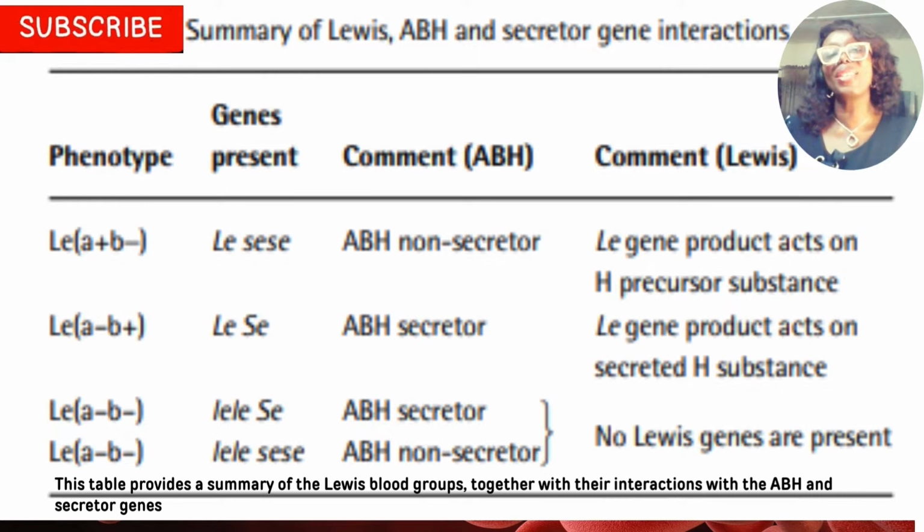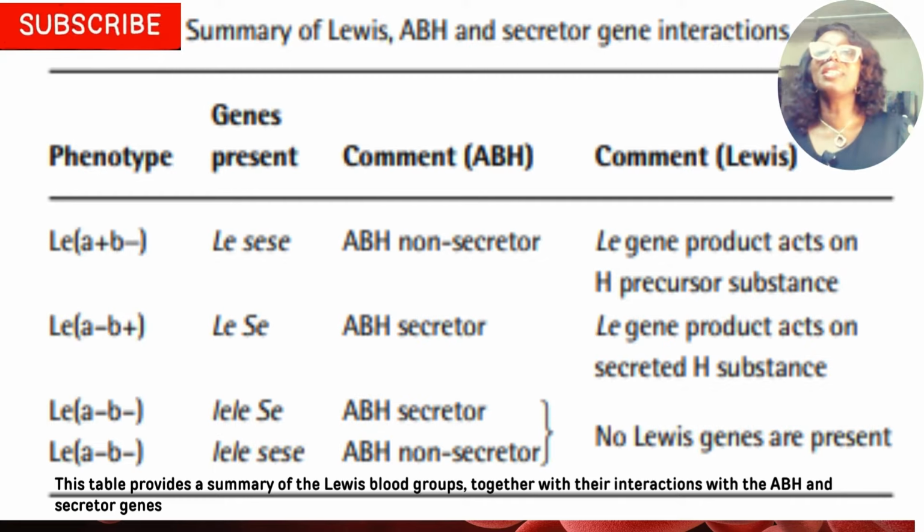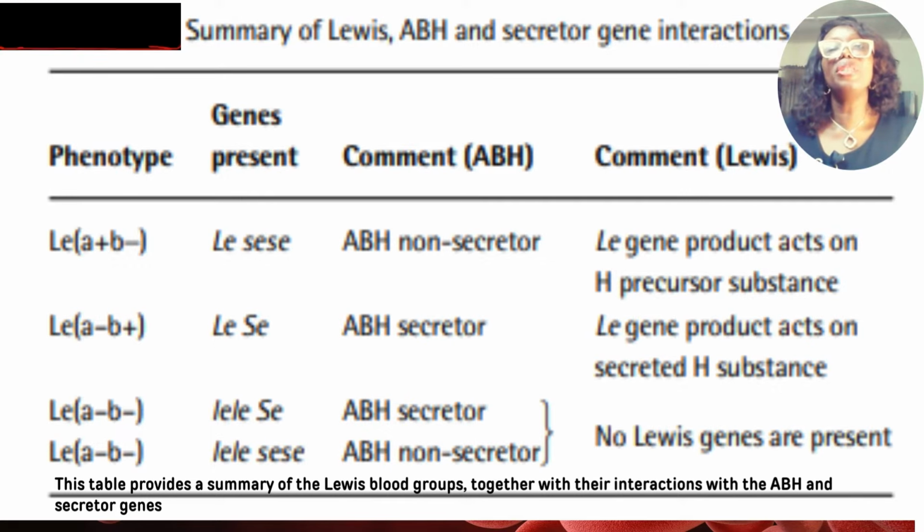This table just describes to us the summary of Lewis ABH and secretor gene interactions. For individuals who are Lewis A positive B minus phenotype, they have the FUT3 gene, which is the Lewis antigen gene, and then they are recessive for the FUT2 gene, and they are non-secretors. They are ABH non-secretors. Mostly individuals who are Lewis A antigen positive are non-secretors.